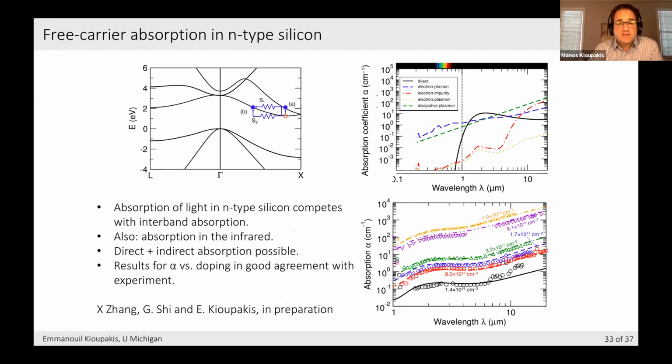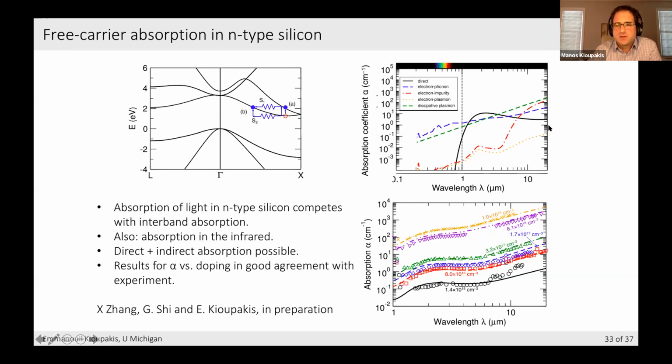I also want to show some results for silicon, because silicon is a very important ingredient in photonic circuits. So what's happening here is that earlier I told you about how electrons can transition from the valence band to the conduction band of silicon, but also if you have free electrons in silicon, they can also give you absorption. And in fact, they can cause loss in many different ways. One source, for example, is direct absorption. What you see here is process A.